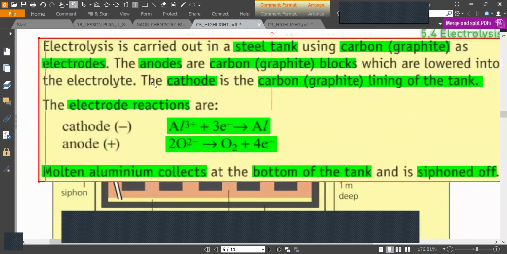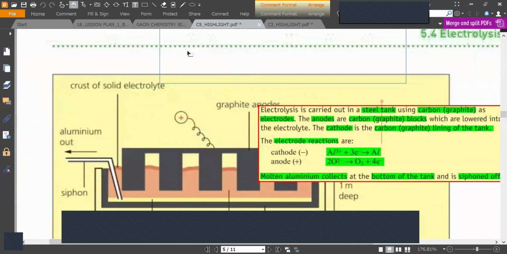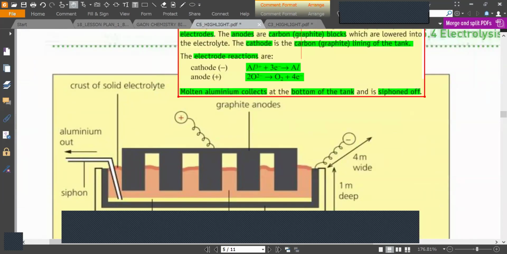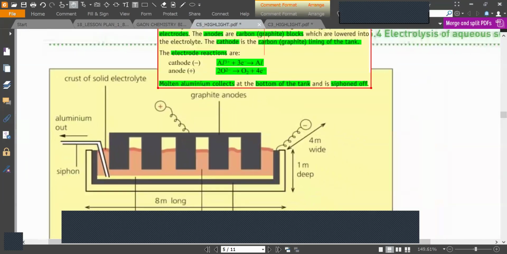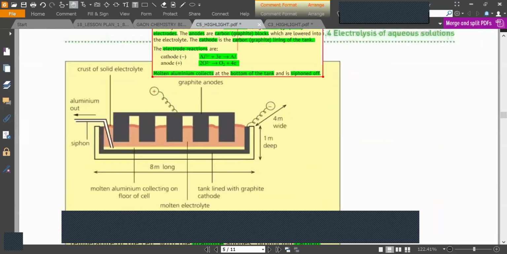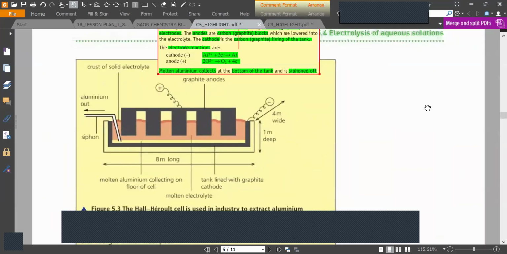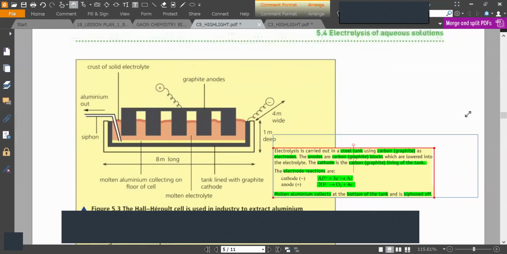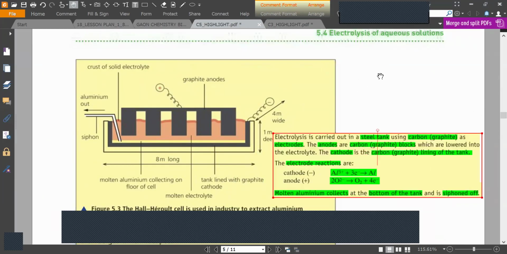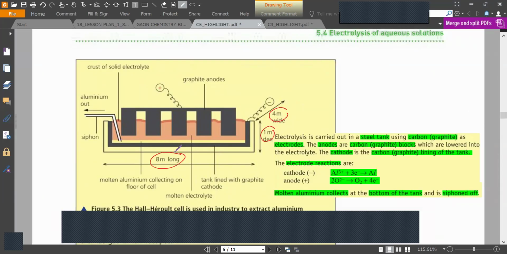So we'll look at it step by step. We need to understand how it happened. First we have this steel tank, 4 meter wide, 1 meter deep, 8 meter long. So a big tank.